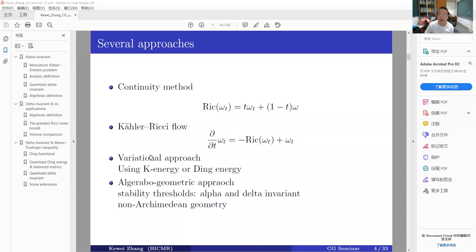In recent study, this variational approach is more popular, I can say. You can use, like, the Ding energy or K-energy to study this Kahler-Einstein problem. Basically, you can try to find the critical point of these functionals, and you can study the properties of the metrics using these functionals. And also, there's an algebraic geometry approach. One can use some stability thresholds, for instance, the alpha and delta invariants that I will talk about in this talk. And there is some other approach called the non-Archimedean approach, which uses more valuative language to study this Kahler-Einstein problem. In this talk, I will focus on the last two points. Basically, I will try to relate this variational approach to this algebraic geometric approach in terms of these stability thresholds.